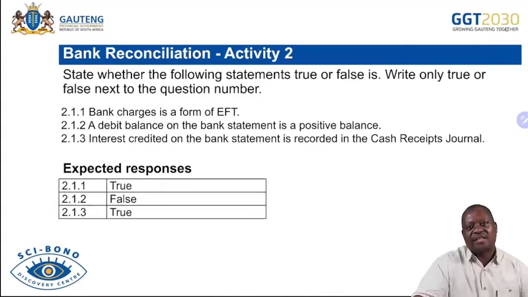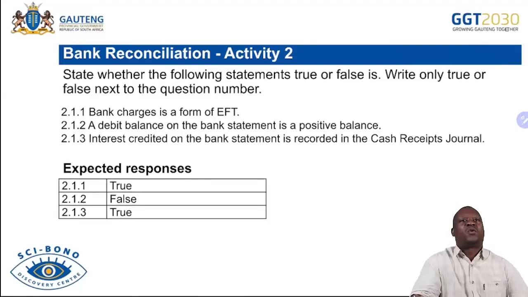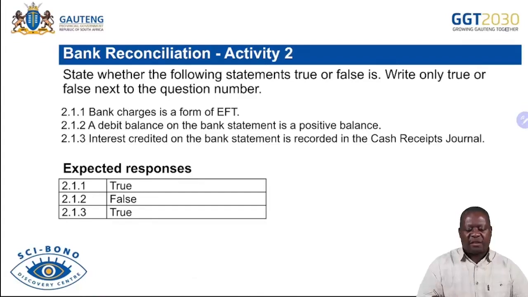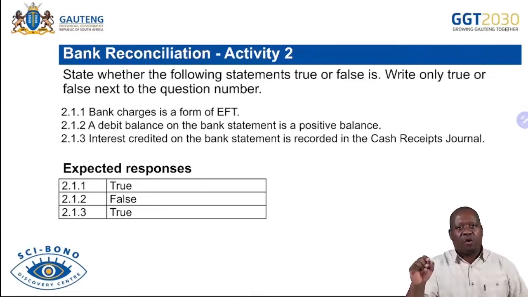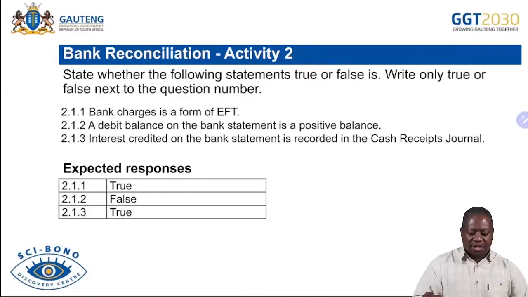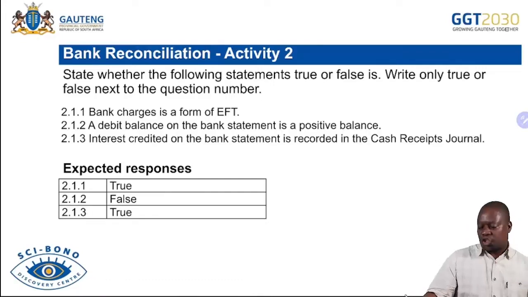So check here. Our expected responses are true, false, and true. It's true that bank charges is a form of EFT. But debit balance on the bank statement is a positive? No, it is a positive on the bank account, but it's negative. It's an overdraft when it comes to the bank statement. Interest credited on the bank statement is recorded in the CRJ. That's true. Remember, when interest is credited, it means it's deposited. Therefore, it translates to the CRJ.